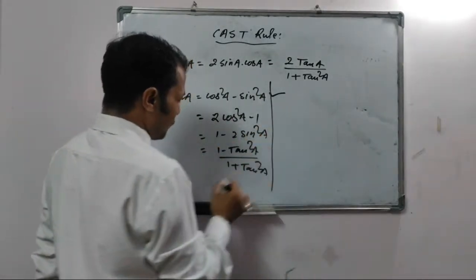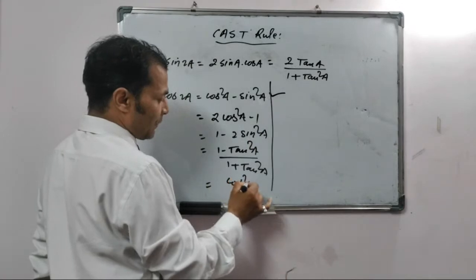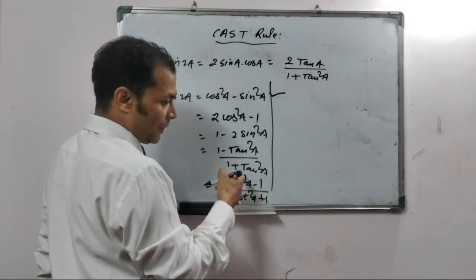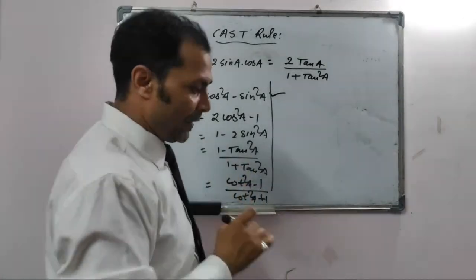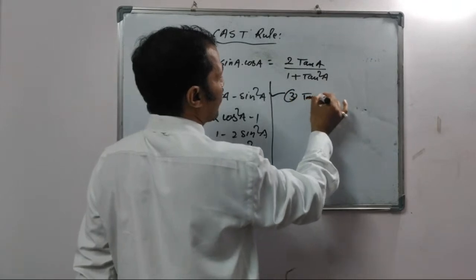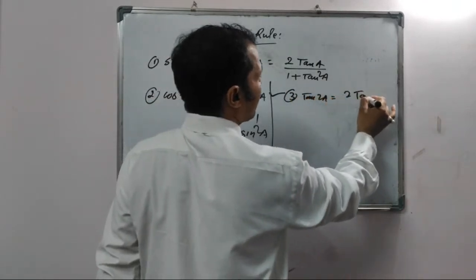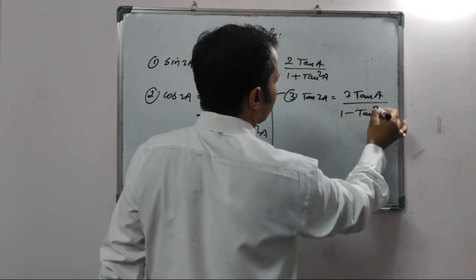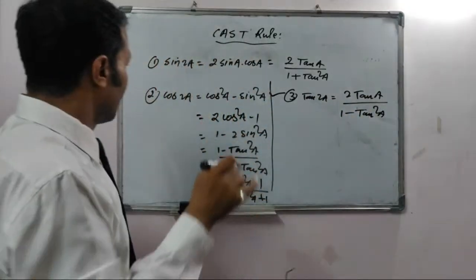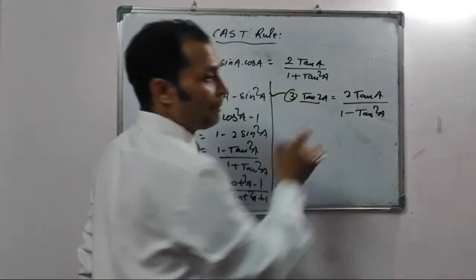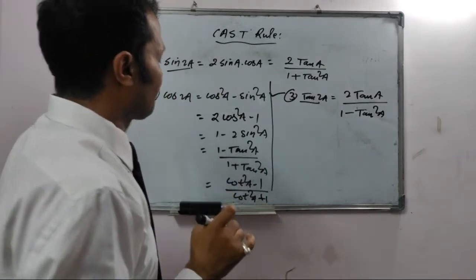And then, it is also there in cot. Do you know, guys, what is the formula? Cot square a minus 1 by cot square a plus 1. If we write tan as 1 by cot in this same formula, we can get that. Okay. Then number 3, tan 2a. What is the formula of tan 2a? 2 tan a by 1 minus tan square a. Don't get confused between this and this. Here will be plus and here will be minus. Then you have to be very careful.